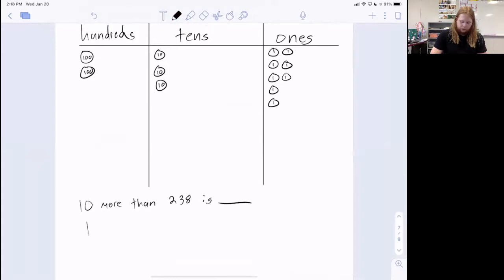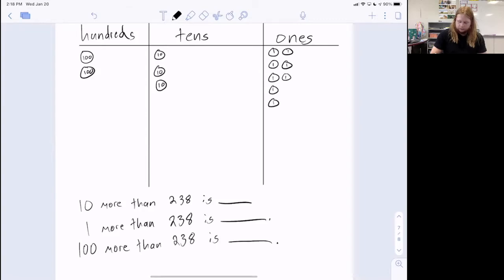I also want you to figure out what 1 more than 238 is, and 100 more than 238 is. Okay.